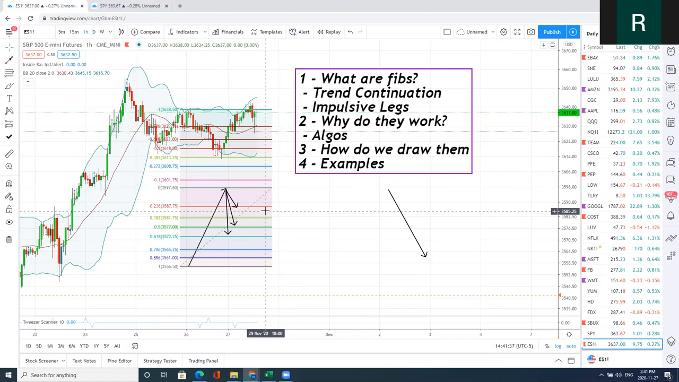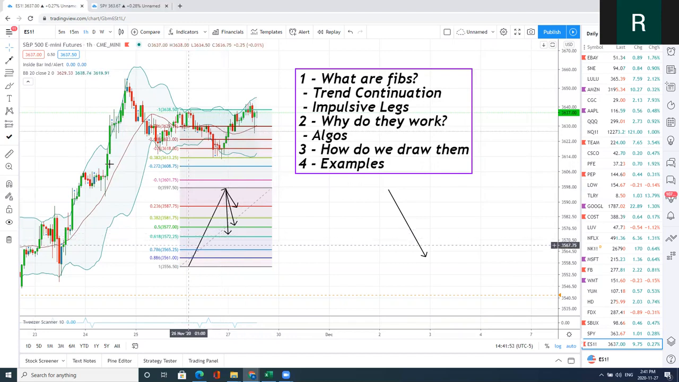Okay. And the extensions are very powerful tools for reversals, because the algorithms and the traders that use Fibonacci will have limit orders to empty their position at these extensions.